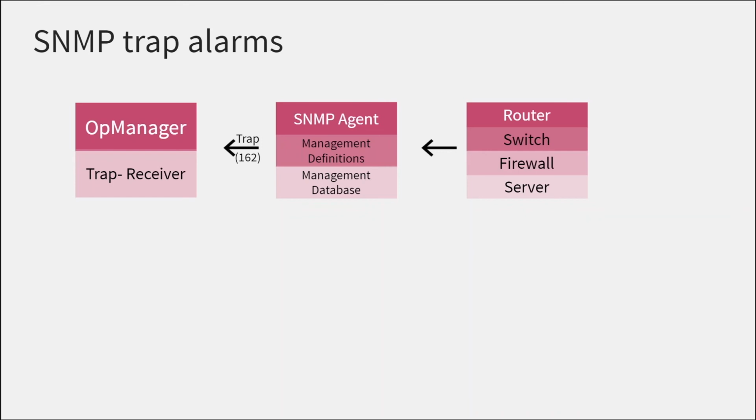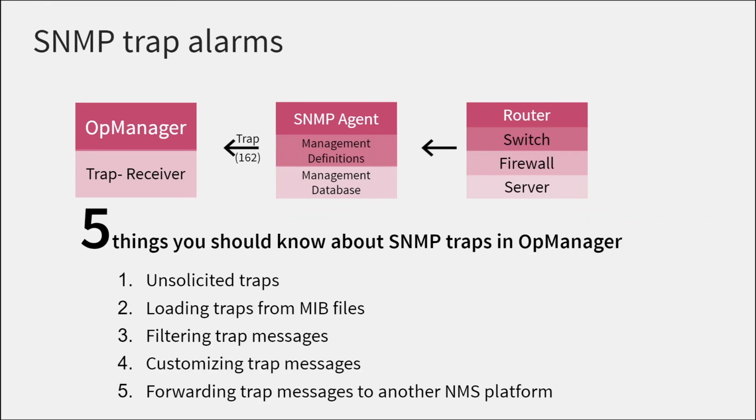Some of the MIB files and some of the rules are already pre-configured in OpManager for you. So by validating the trap rules, it receives the respective trap and triggers a meaningful alarm for you in OpManager. And these are the 5 things that you should know about SNMP traps in OpManager.